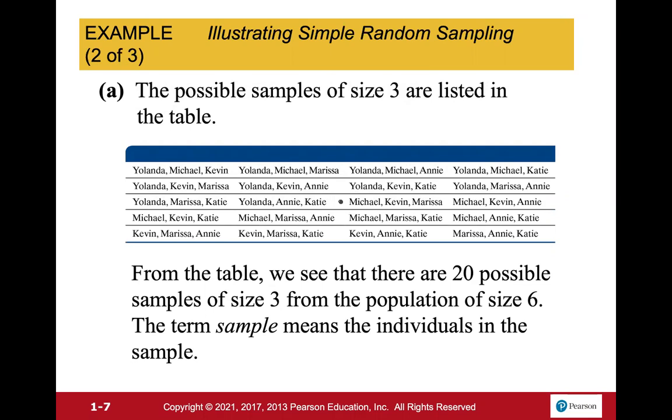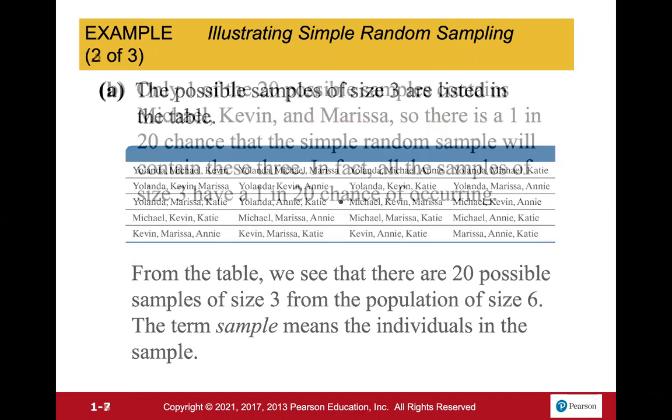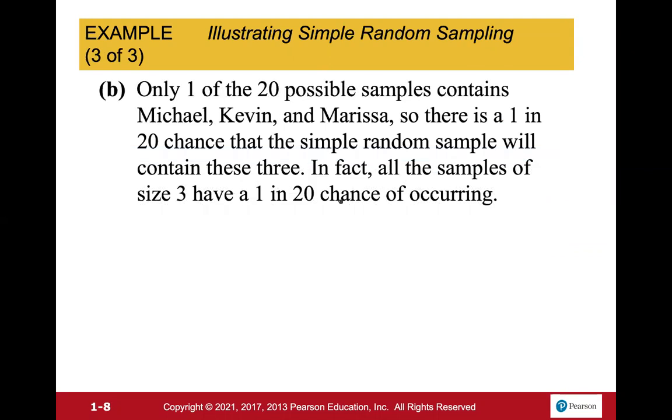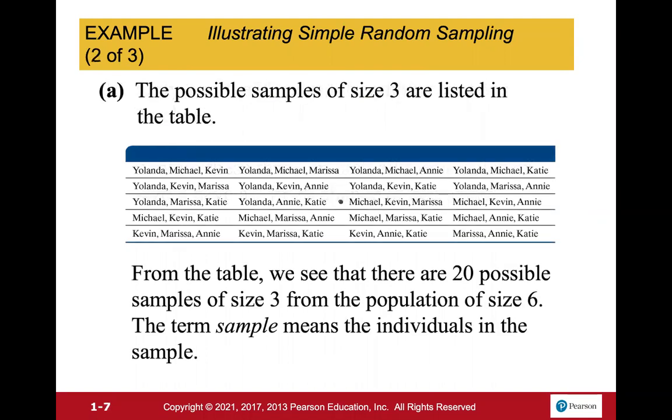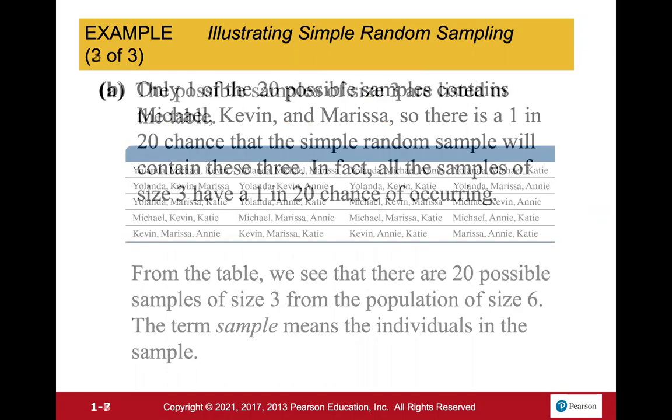So 1 out of those 20 different possibilities. One of the 20 possible samples contains Michael, Kevin, and Marissa. So there's only a 1 in 20 chance that the simple random sample will contain these 3. In fact, all samples of size 3 have a 1 in 20 chance of occurring because there's only 1 of each of these individual ways. So that's how we could justify those.